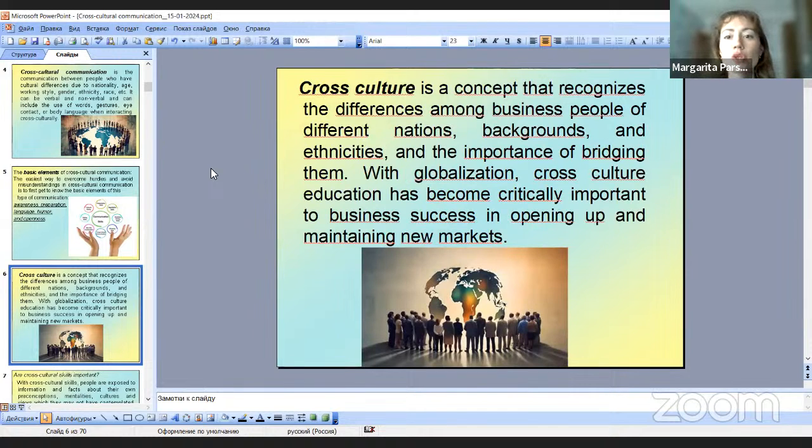Now, about the concept: what is the whole term cross-culture? Cross-culture is a concept that recognizes the differences among business people of different nations, backgrounds and ethnicities, and the importance of bringing them together. With this tendency to globalization, cross-cultural education has become critically important to business success in opening up and maintaining new markets.